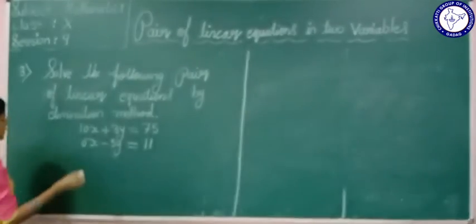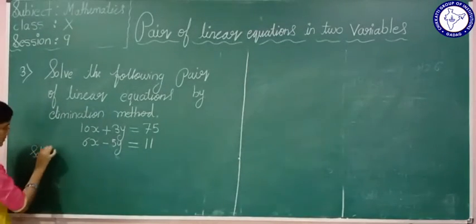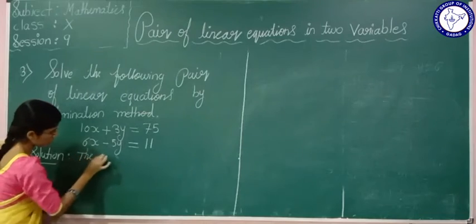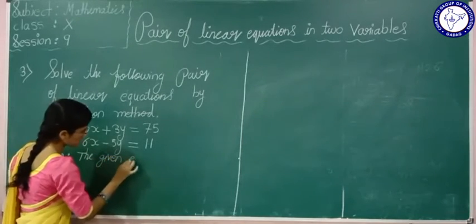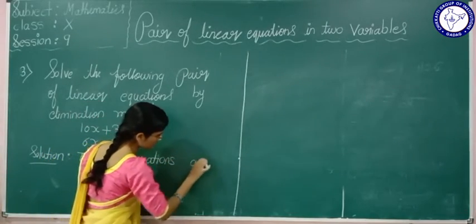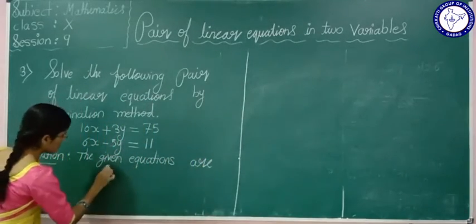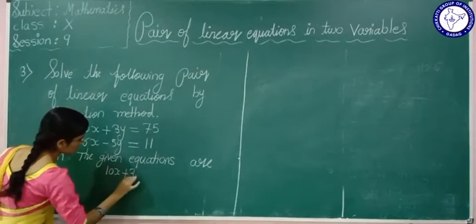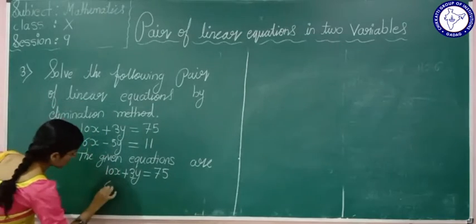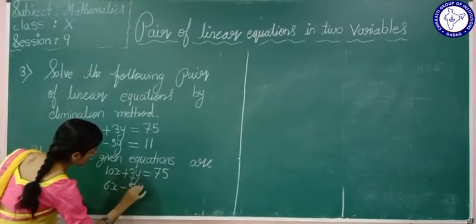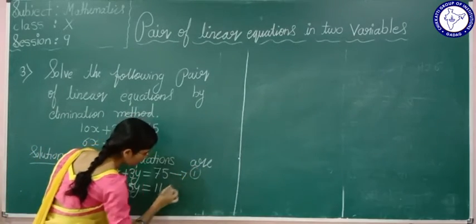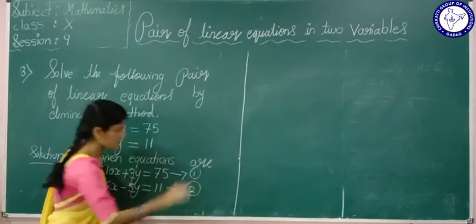Now see a solution. The given equations are 10x plus 3y is equal to 75, and 6x minus 5y is equal to 11. Call this as equation 1, equation 2.